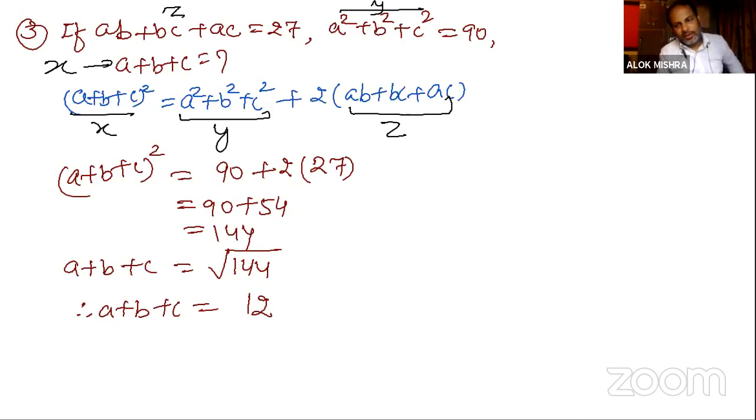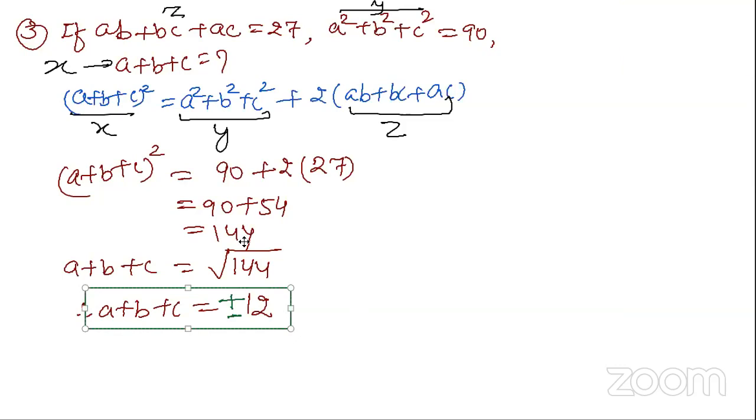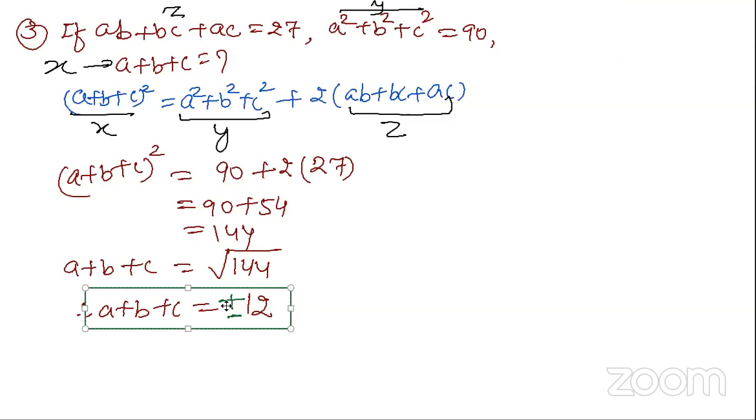But keep in mind, if I'm writing only 12, then I'm sure you are going to lose marks for it. So it's not only 12, I'll have to write plus 12 and minus 12 as well. Is this clear? Yes. So this sign is very, very important. If you miss out this sign, be ready for the marks getting deducted. Fine?